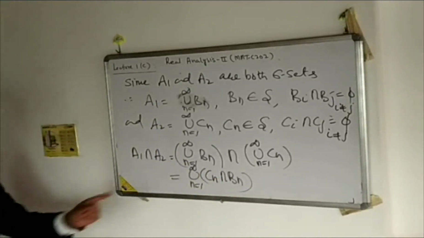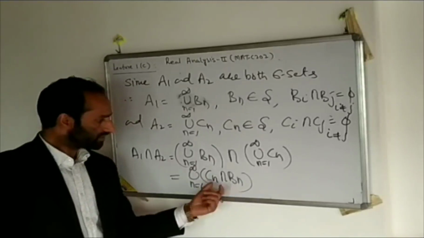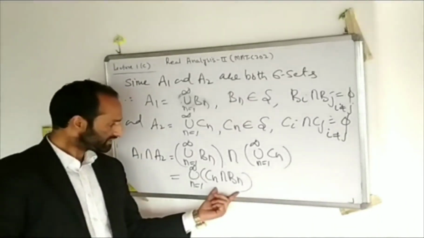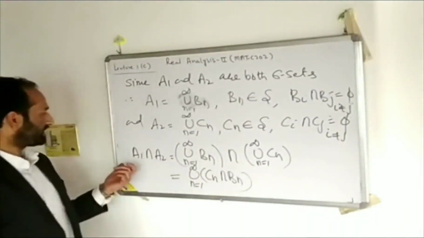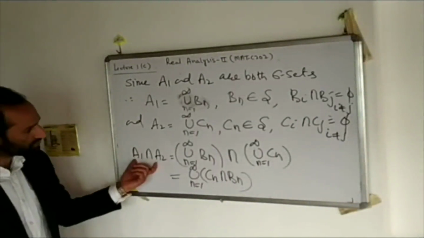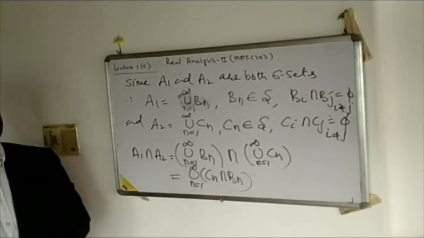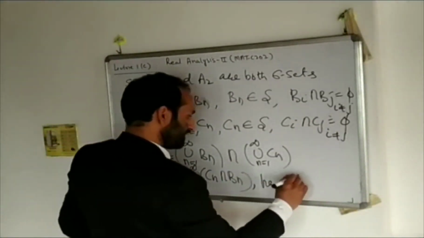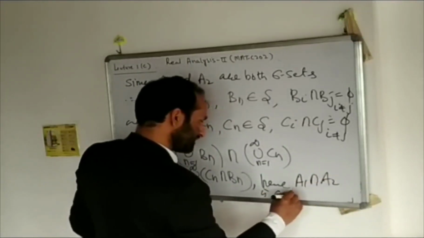And this Cn is a member of S, Bn is a member of S, and S is closed with respect to finite intersection. Therefore, Cn intersection Bn is also a member of S. So thus A1 intersection A2 can be written as a countable union of members of S. Hence A1 intersection A2 is a sigma set.